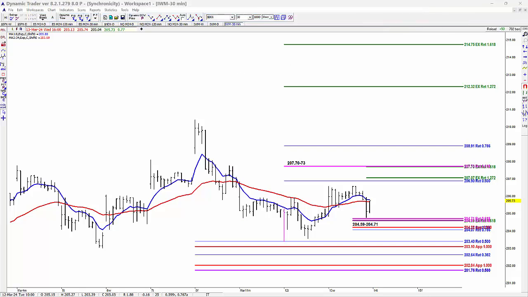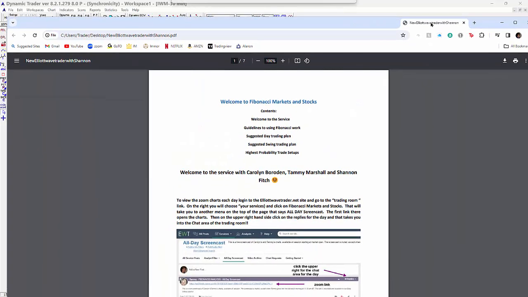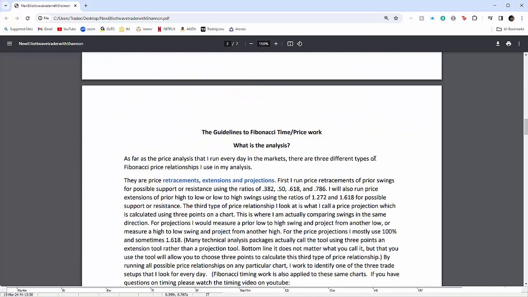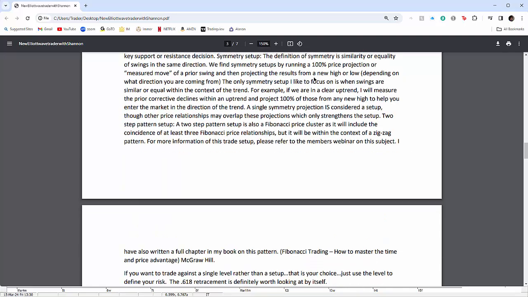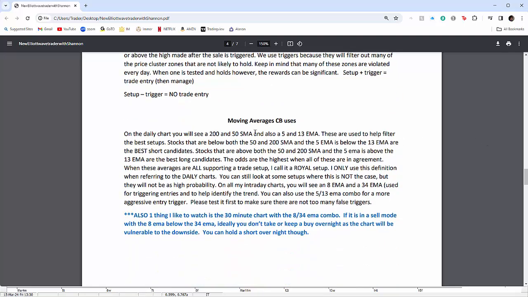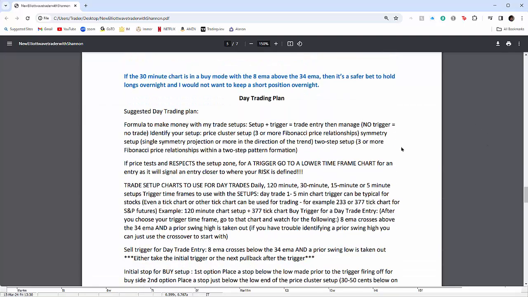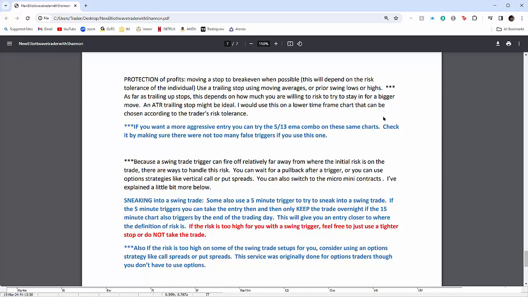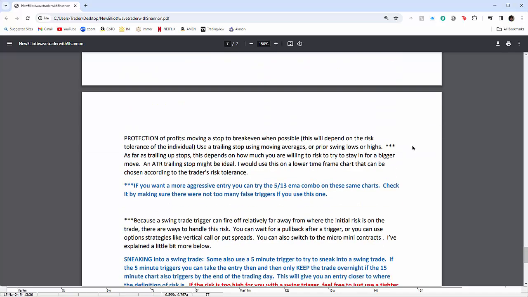And do not forget, you have all of that information in this plan here. The only thing you have to decide for yourself is whether you are going to do the higher probability setups. All the information is here: the 3 official trade setups, the formula for success, which is trade setup plus trigger equals entry, and then you manage it. This is where I tell you about the moving averages. Here's the day trading plan. Here's the swing trading plan. There are some nuances that can be explained, but when we have more people, maybe we'll go over some of those questions.